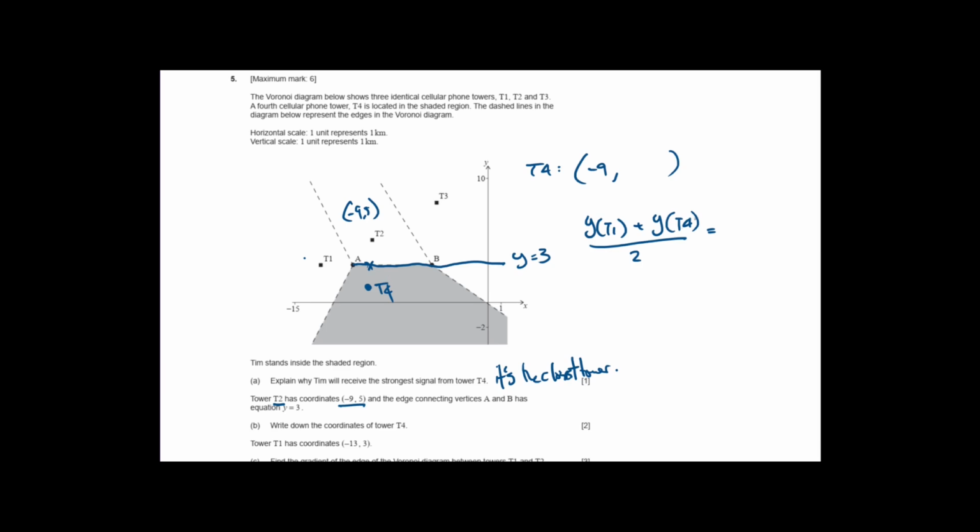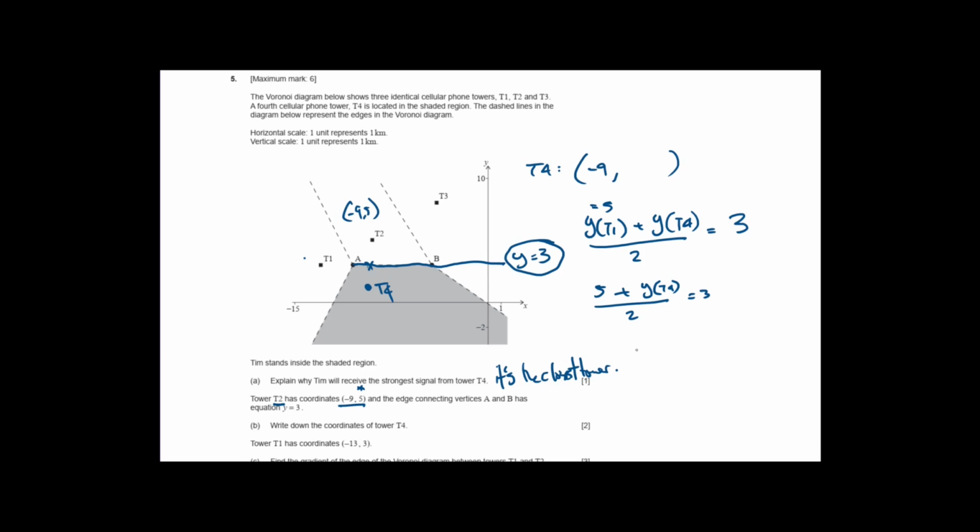Okay, we know that this here is equal to 5 because they give it to us, 5 here. And we know this is 2, and we know that it's at 3 because everything on this line, y equals 3. So we know this equals 3. So we have one equation and one unknown, we can solve it. So 5 plus the y that belongs to T4, it's kind of clunky shorthand, divided by 2 equals 3, and I'm going to solve it for y of T4.